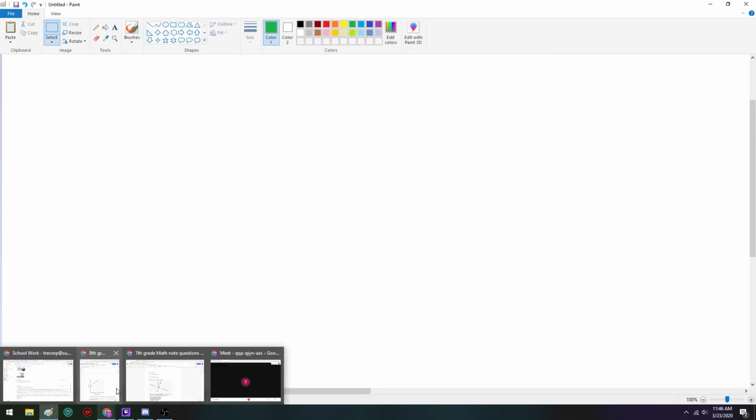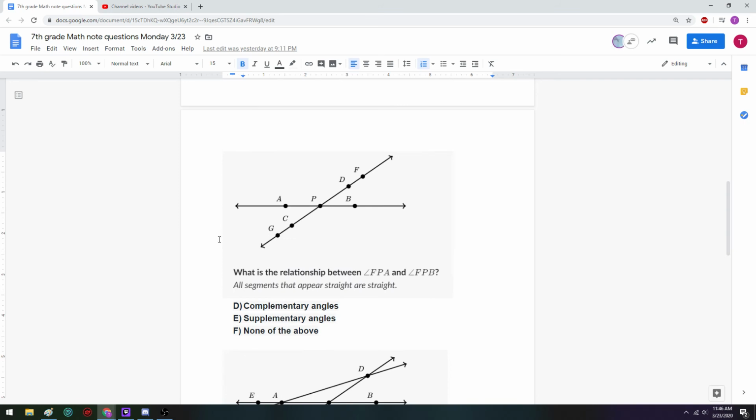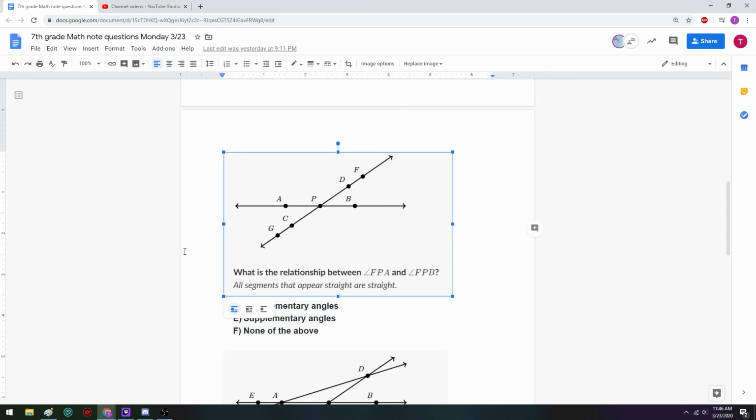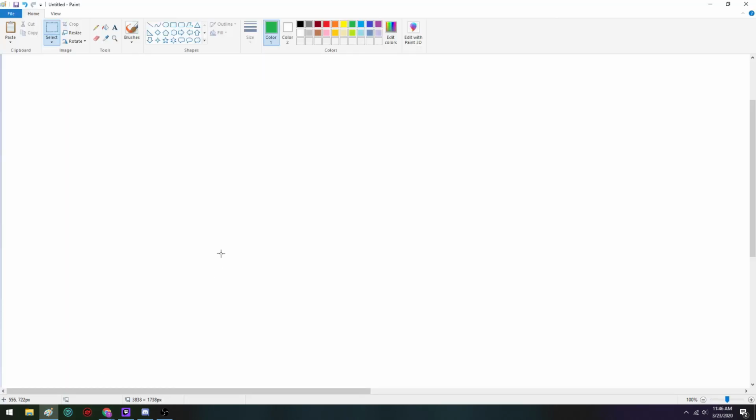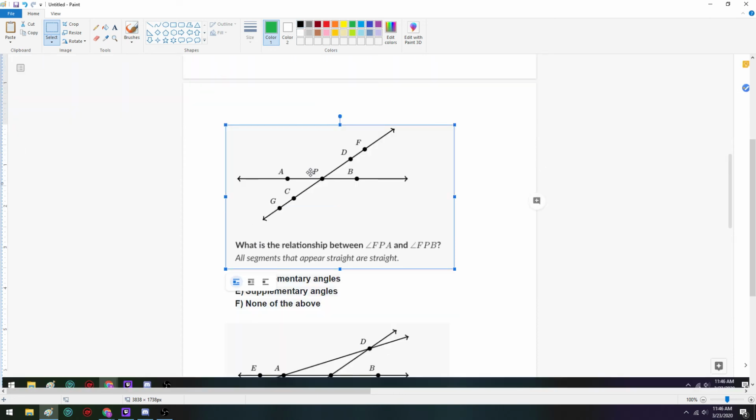The next question we'll go over is what happens if there's one that's a supplementary angle. So we're going to look at this one, number 2, and see if this one is a supplementary angle or complementary. First thing I'm going to do, like I said before, is highlight my angles. So we're looking at angles FPA and FPB: angle F, P, A, and angle F, P, B.